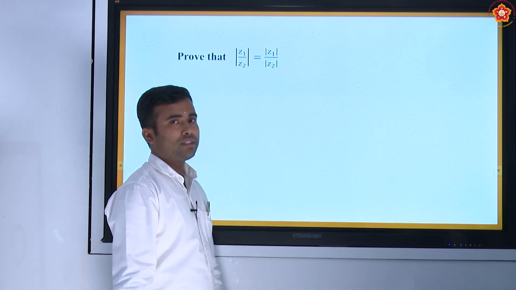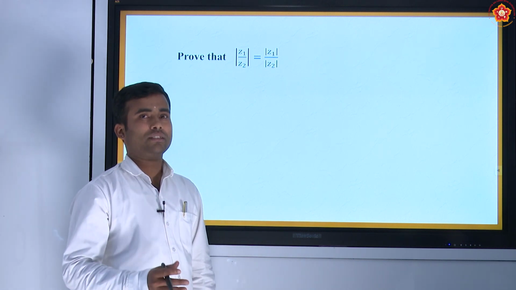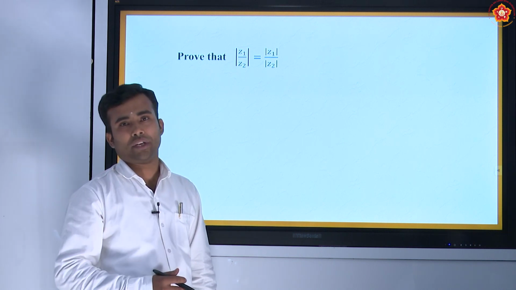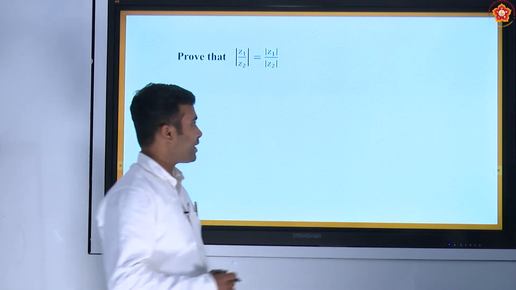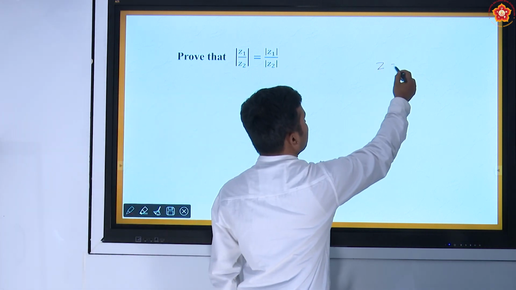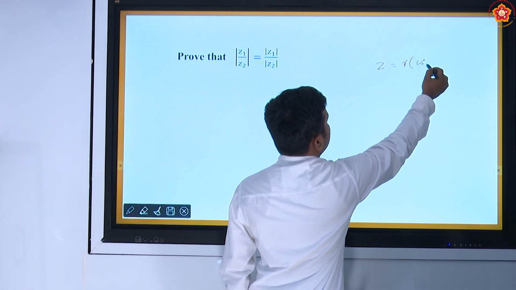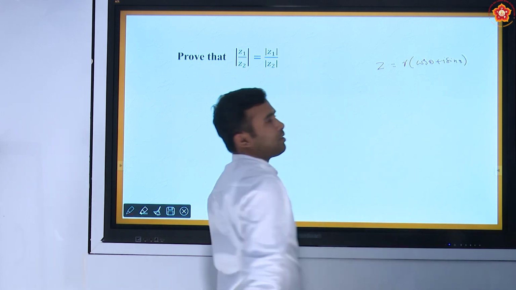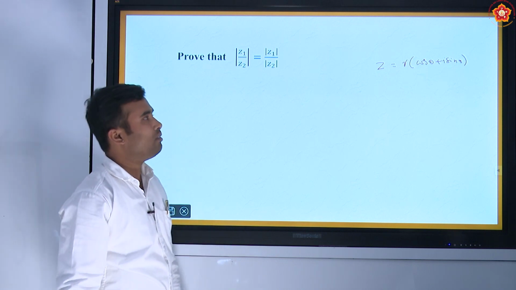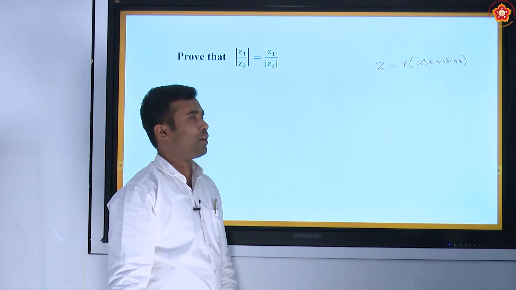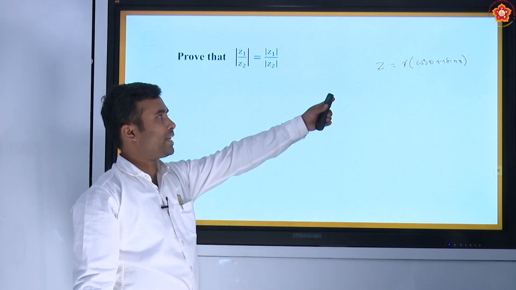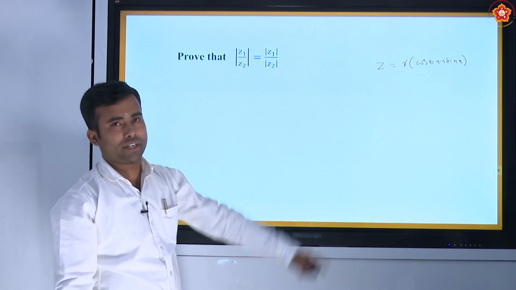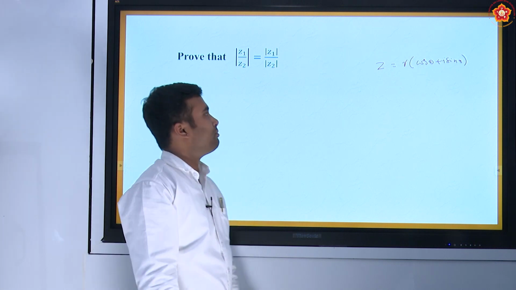So to prove this, as we discussed in the last class, we can express the complex number in polar coordinates. So how can we express that? Z is equal to r (cos theta plus i sin theta). Here r is the absolute value and theta is the argument. So now we can express the complex number in polar coordinates as well. Polar coordinates are r and theta.